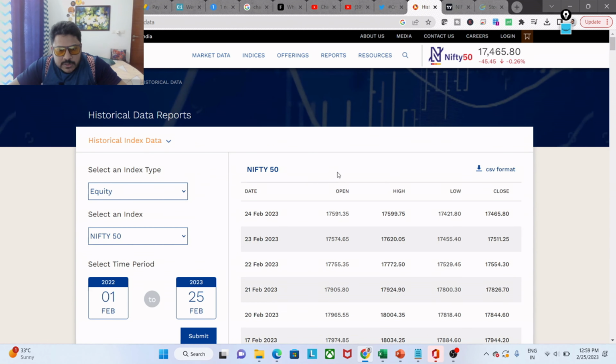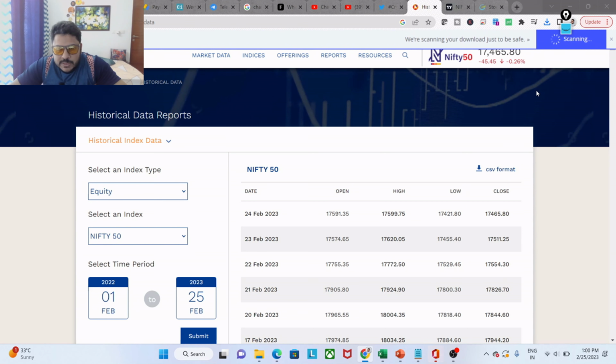So we have got this data now, which is date, open, high, low, close. So we are trying to make a simple strategy, not too complicated. This can be used by any office-going guy on a daily basis. It doesn't take much time. So that kind of strategy we are going to build. So what we do now with this data is we click on CSV format and it starts getting downloaded.